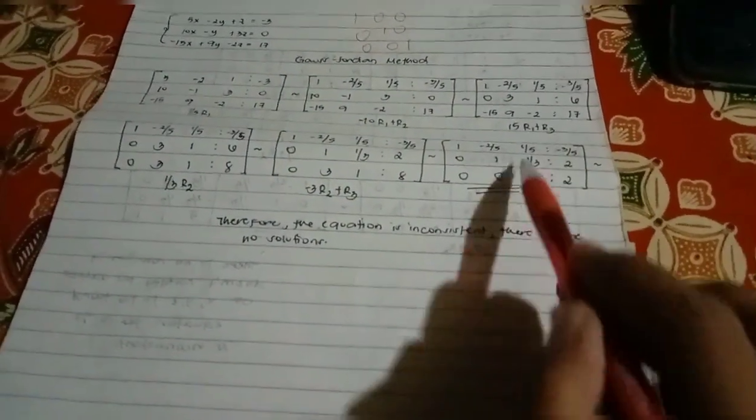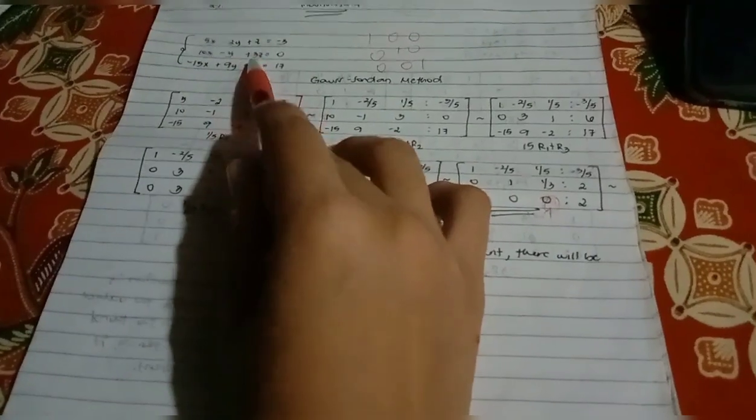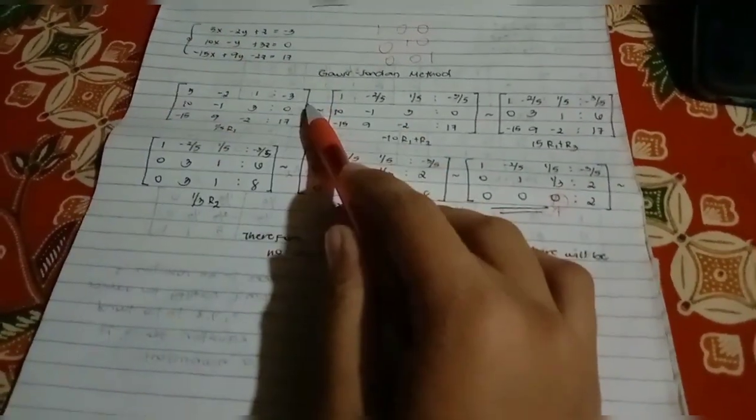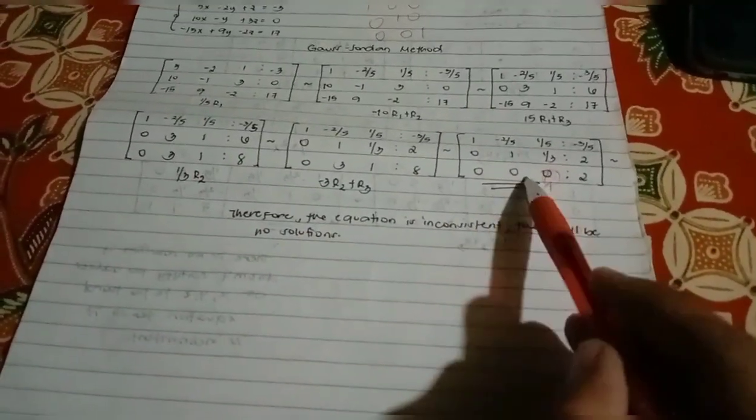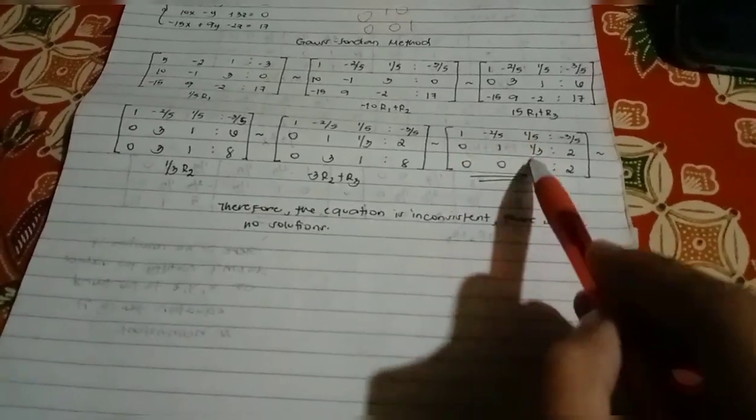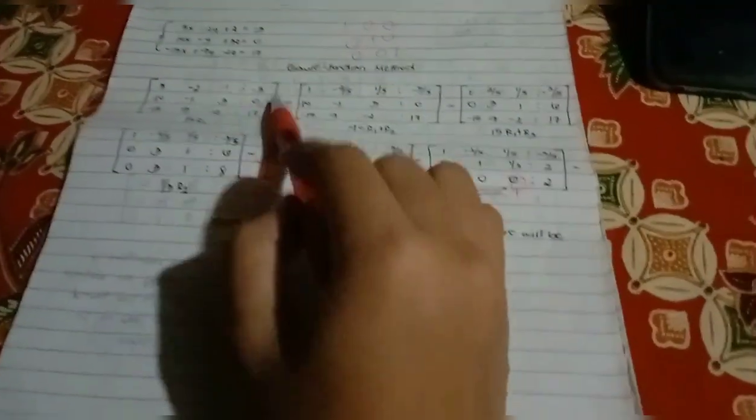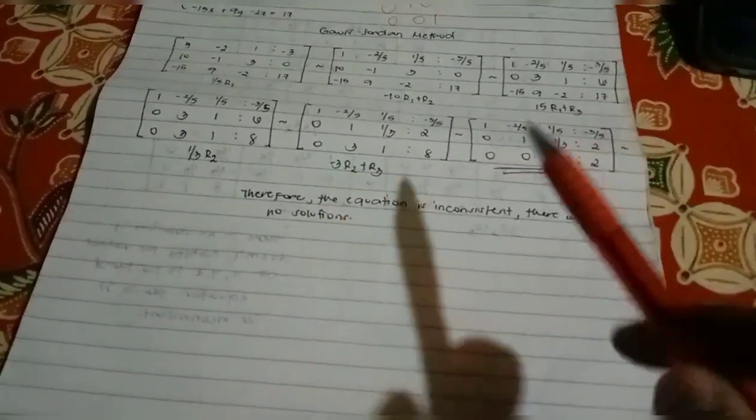Therefore, this equation is not consistent, because it has no solution. We cannot proceed. 0, 0, 0. As you can see in the third row, we cannot proceed or identify the values of x, y, and z. Therefore it is not consistent.